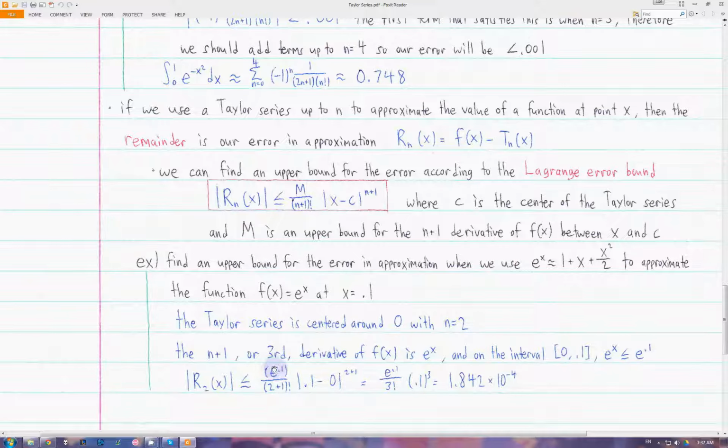And then we plug that in for M, and n is 2, so 2 plus 1 factorial, and then x, the point where we're approximating, is 0.1, and c, the center of the Taylor series, is 0. So 0.1 minus 0 to the third power, n plus 1. Then, calculating this out, we get that the maximum error in approximation is this number. So the approximation is pretty accurate.